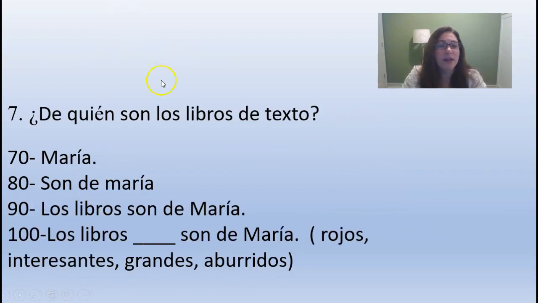Number 7. ¿De quién son los libros de texto? So whose books are those? So we have the word who right here. ¿De quién son los libros de texto? Whose textbooks are those? So you could just answer Maria, or you could answer your friend's name. Son de María. That should be capitalized because it's a name. So those are Maria's. Or you could say, los libros son de María. Or you could say, los libros, and then you describe them. Los libros rojos, or interesantes, or grandes, or aburridos, son de María. So describe the books for me.